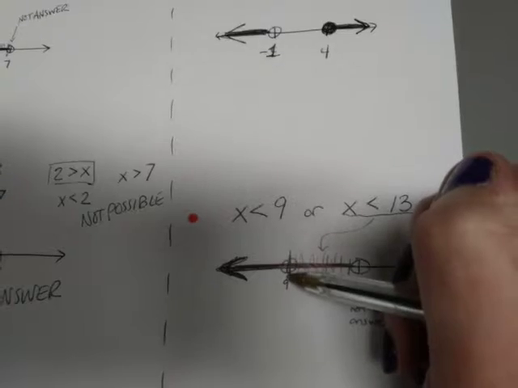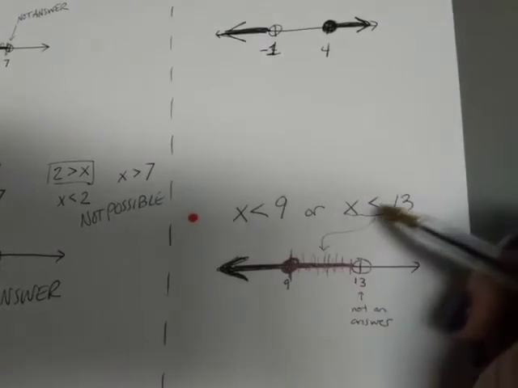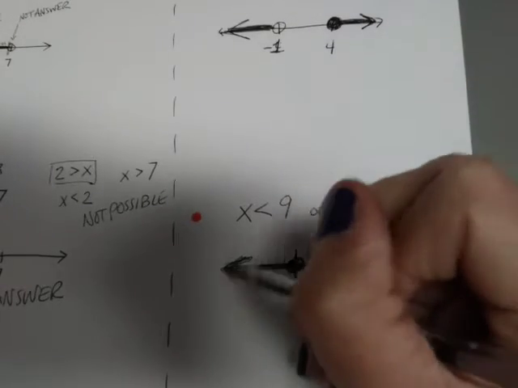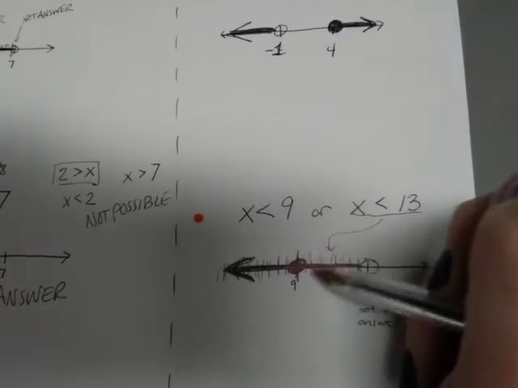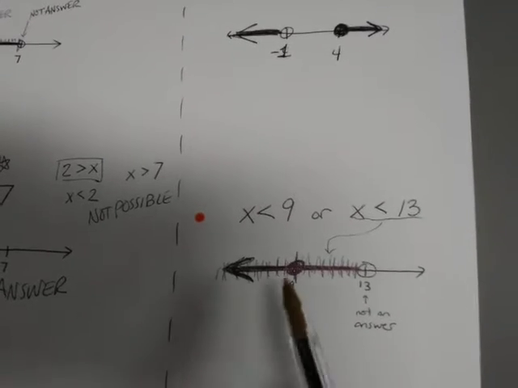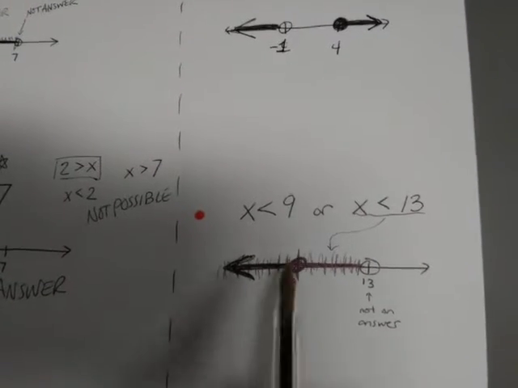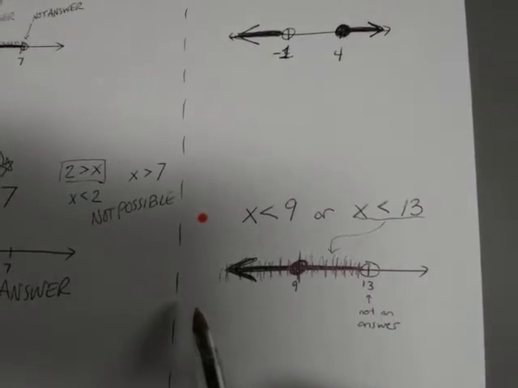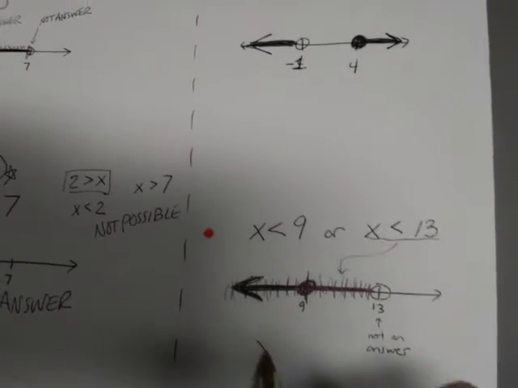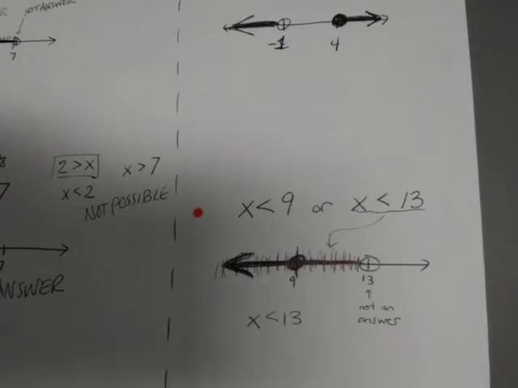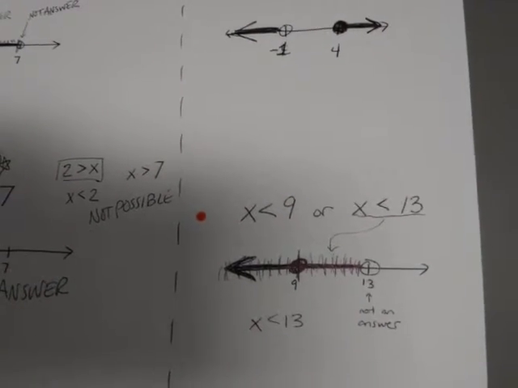9 is actually included now because 9 is less than 13, as well as 8, 7, 6, 5, all of these numbers. So all of these numbers down here are less than 13. Some of them are less than 9. I don't care that they are not both true at the same time. I just need one of them to be true. So my final answer is any number that is less than 13 will satisfy this full inequality because they do overlap a little bit. Let's go to the last one.